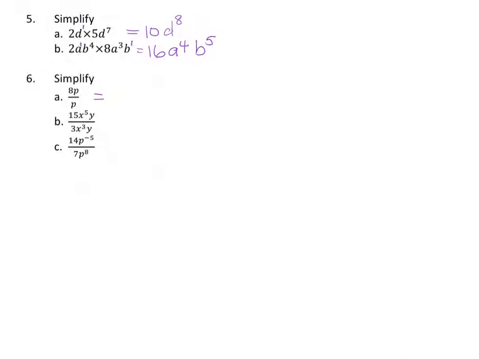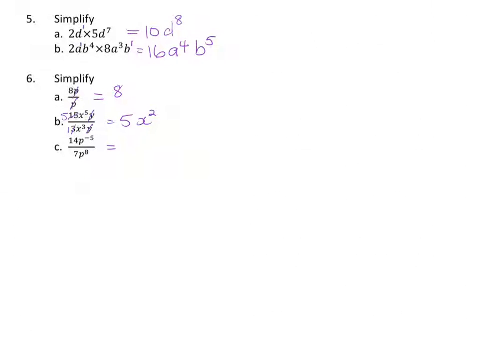Number 6A. P will cancel with P and we'll be left with 8. Number 6B. 3 into 3, 1. 3 into 15, 5. If we have 5 x's on top and 3 x's below, we'll be left with 2 x's on top, and y will cancel with y, and we'll have nothing below. So it will just be 5x squared.